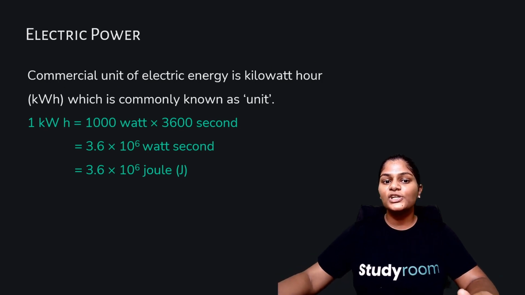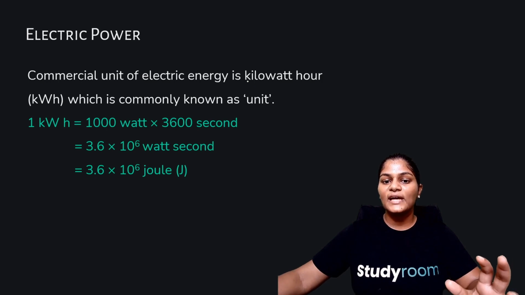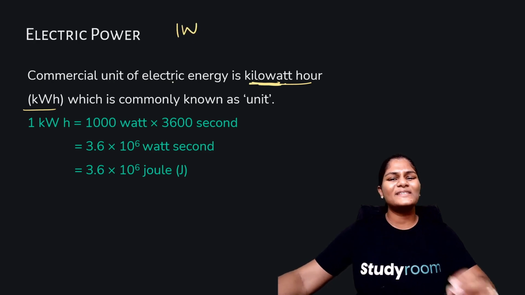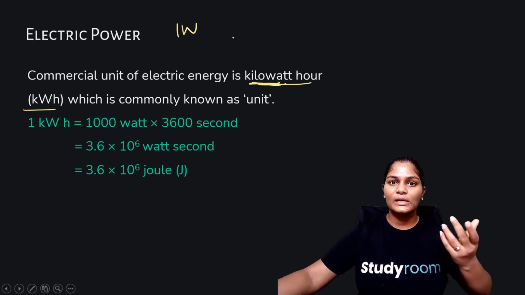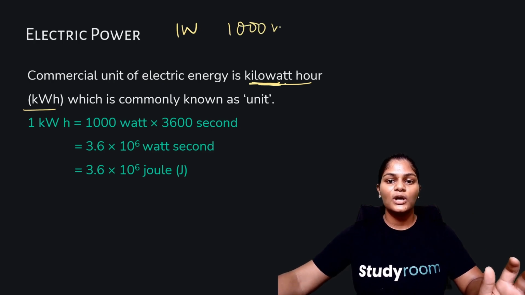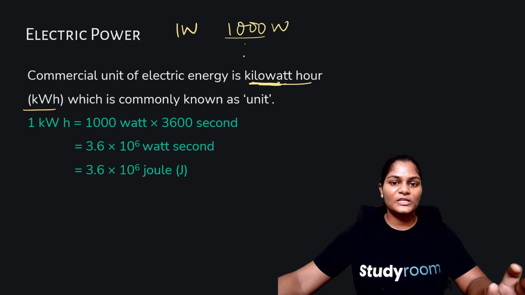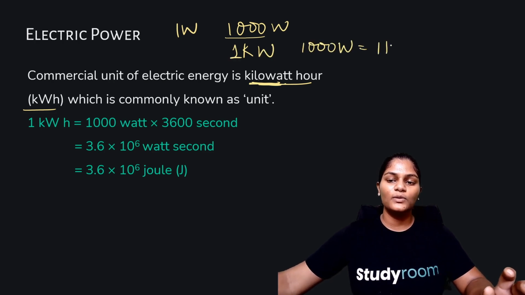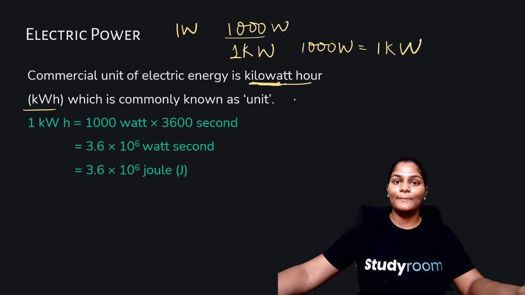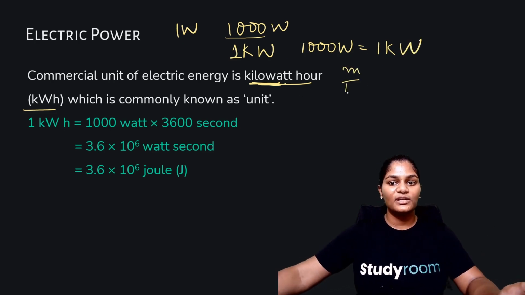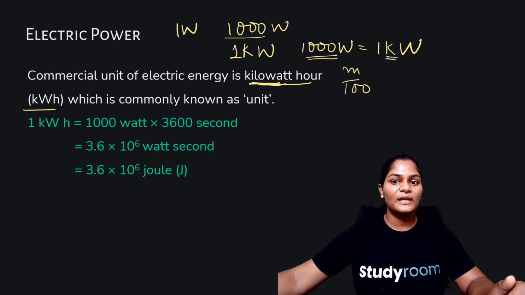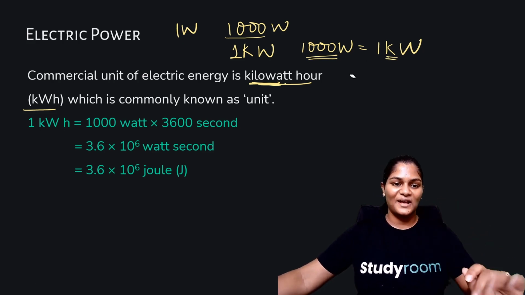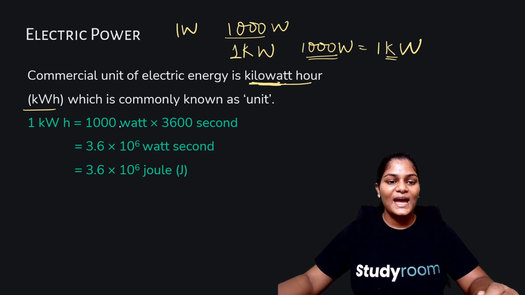So here it says the commercial unit of electric energy is actually kilowatt hour. Why is it kilowatt? Because actually 1 watt is a very, very small value. So for practical purposes, we actually deal with 1000 watts, and this 1000 can be replaced by kilo. So 1000 watts is nothing but 1 kilowatt. Okay, this is the representation that we use. Like millisecond is divided by 1000, kilo is multiplied by 1000.